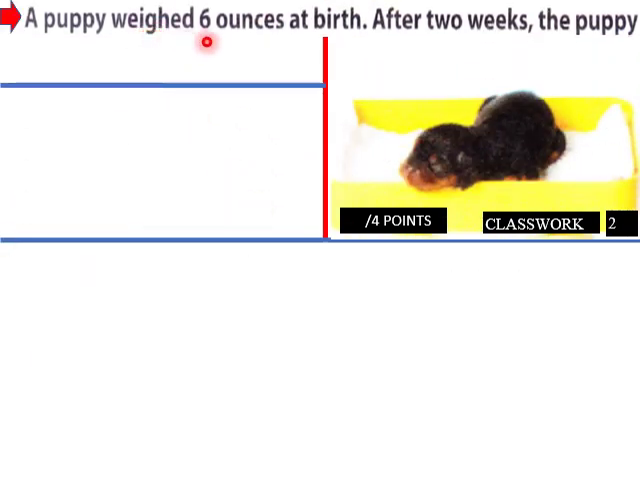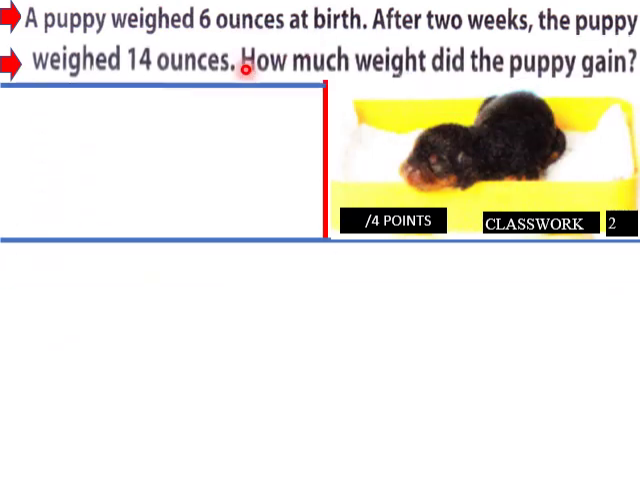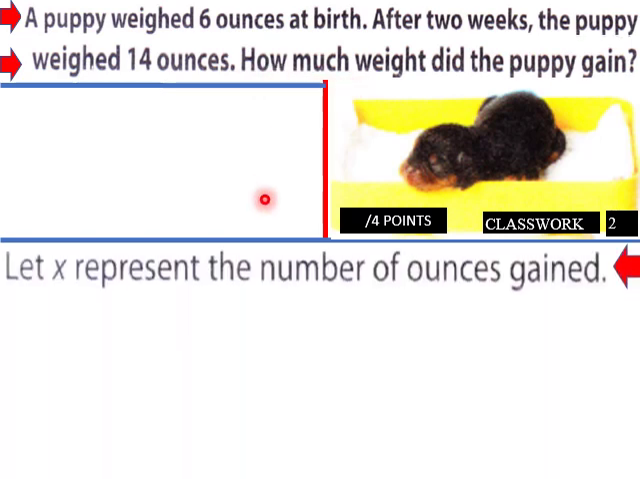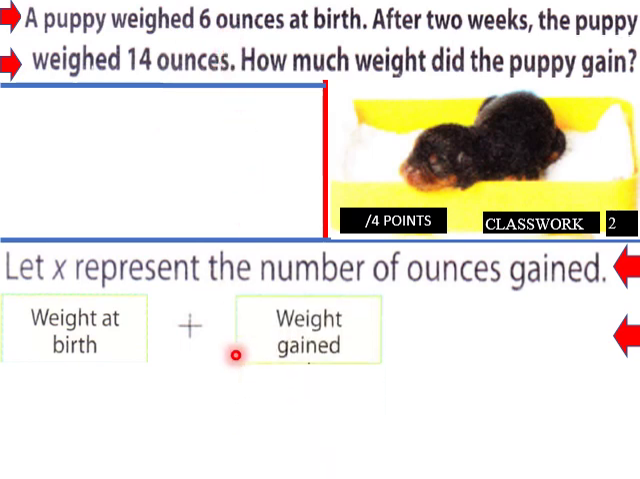So a puppy weighed 6 ounces at birth. After 2 weeks, the puppy weighed 14 ounces. How much weight did the puppy gain? So let x represent the number of ounces gained. So weight at birth, we know that, don't we? We weighed 6 ounces at birth, plus the weight gain, which we don't know. That's our x. How much weight did the puppy gain? That would be our x.